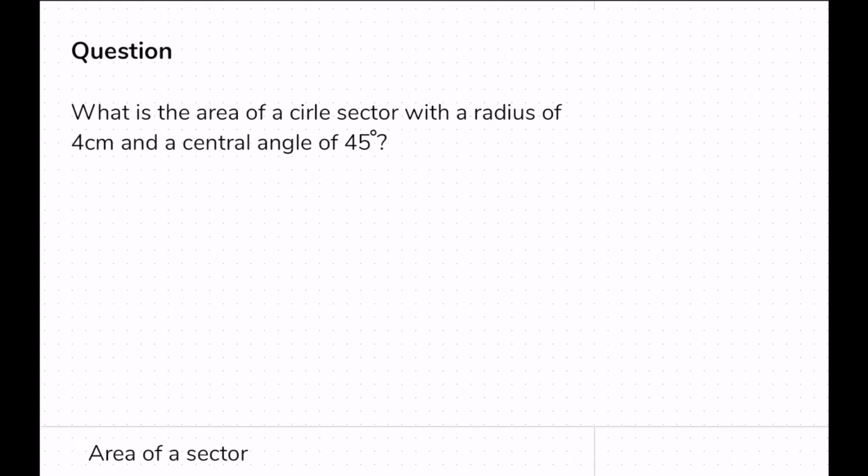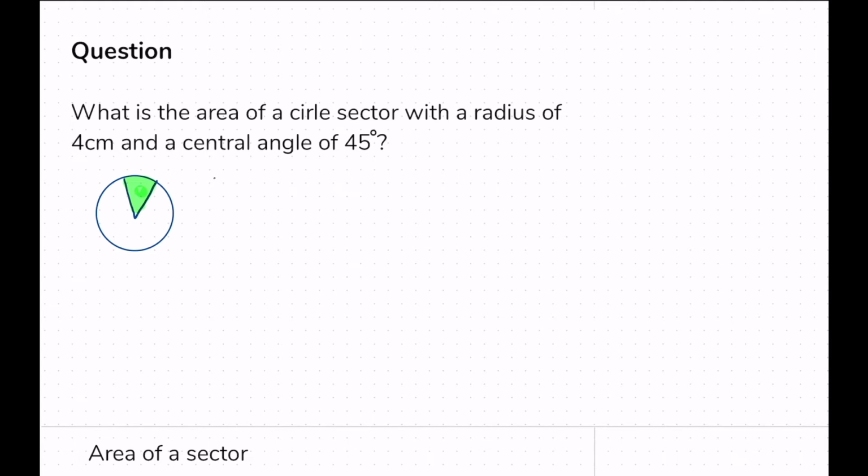Now a sector, remember, is a part of a circle, and specifically it's a little like a slice or wedge out of the circle. Right, so this bit here is going to be my sector. So how do I find the area?